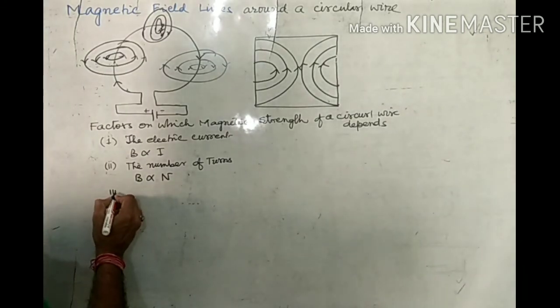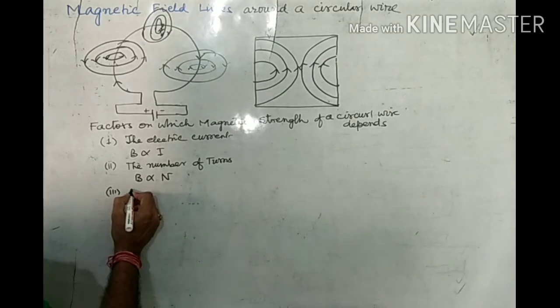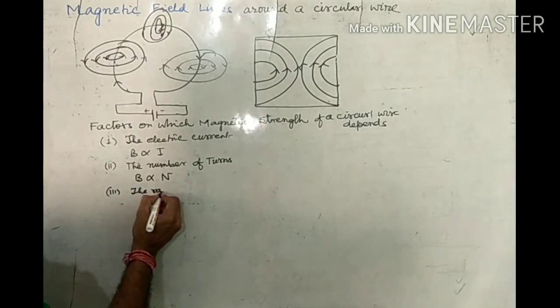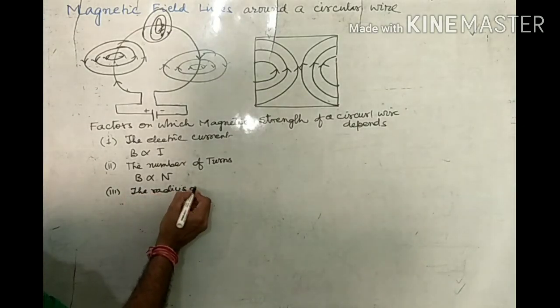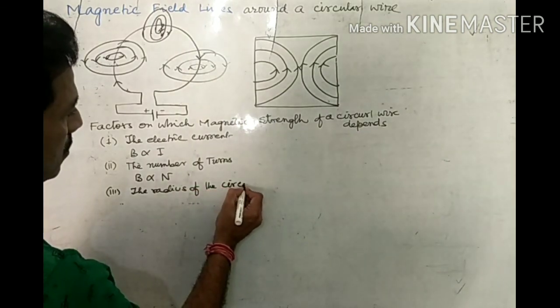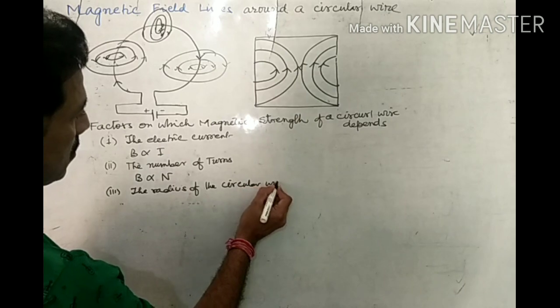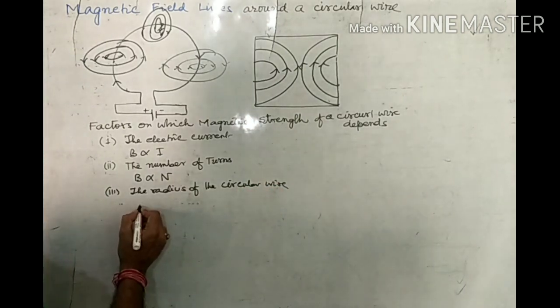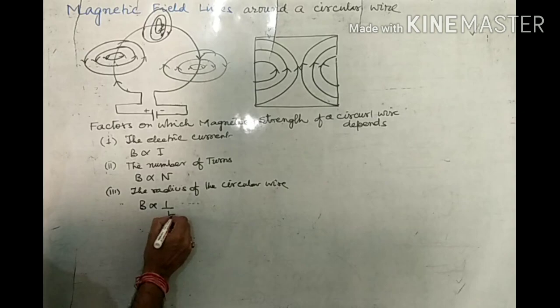There is a third factor, the radius of the circular wire. That means B is inversely proportional to the radius of the wire.